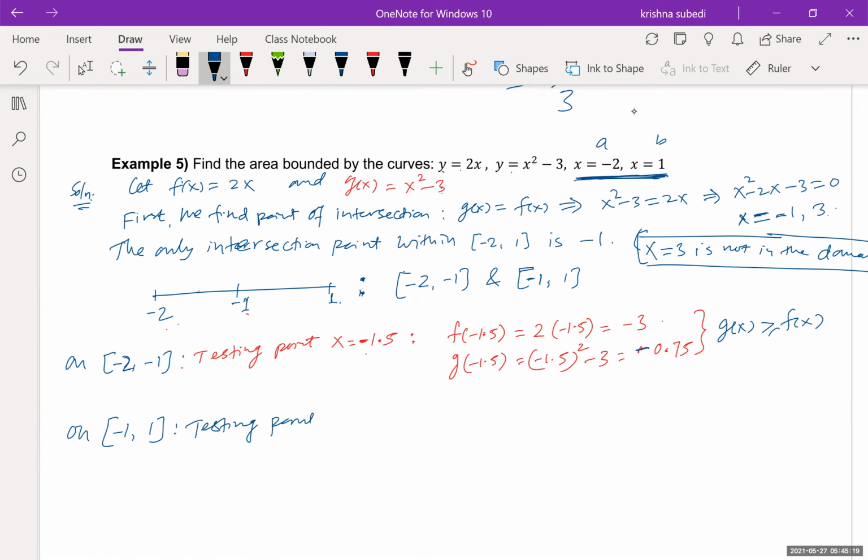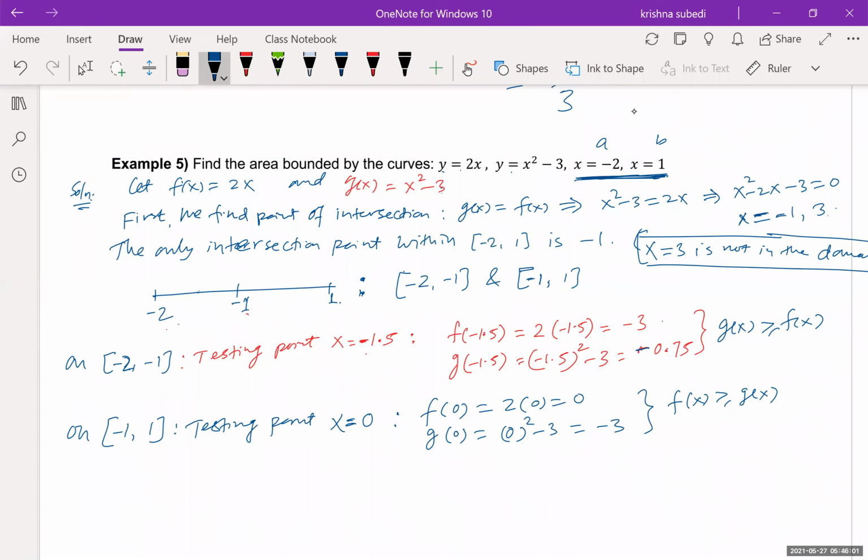Testing point: choose any point between negative 1 and 1. I think the easiest number, if you want to make your life easy, is x equal to 0. So then what happens? If you substitute this testing point in the f function, f of 0 gives me 2 times 0, which is 0, and g of 0, which is 0 squared minus 3, gives me negative 3. And clearly you can compare this 0 and negative 3. Which one is bigger? 0 is bigger, right? So you'll have f of x is greater than g of x.